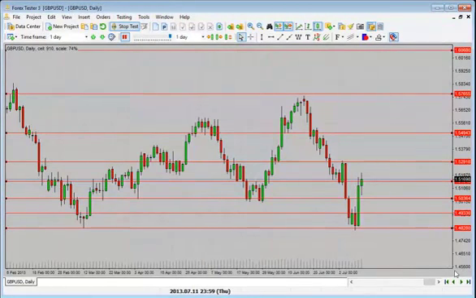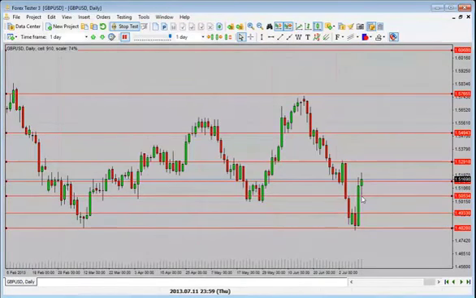Okay, so we are up still. And so we did have a pullback into this previous support and resistance area there. Now we have a bullish candle close. We are kind of back into this sideways move here. Price is getting smaller, so I'm looking for price to go and test the high here.